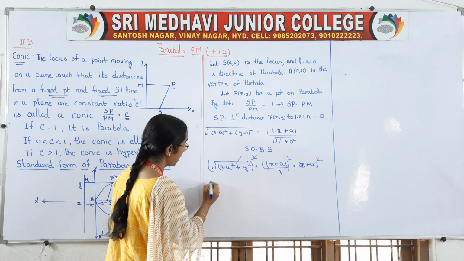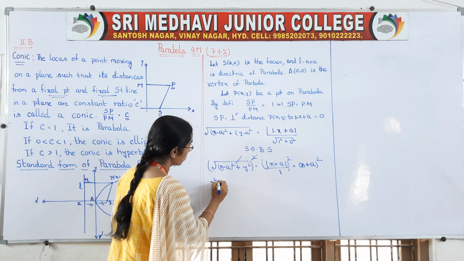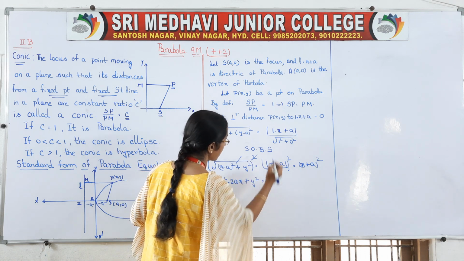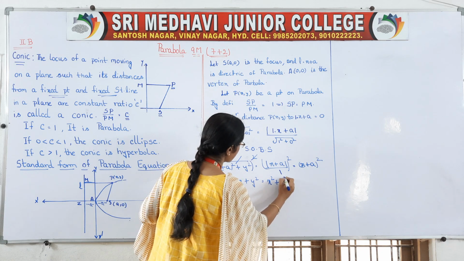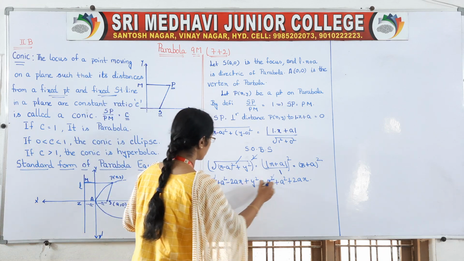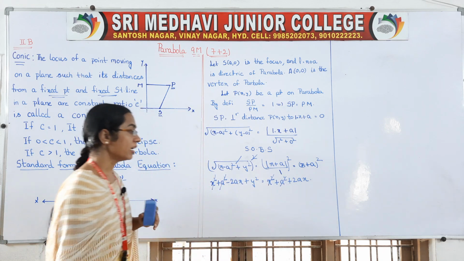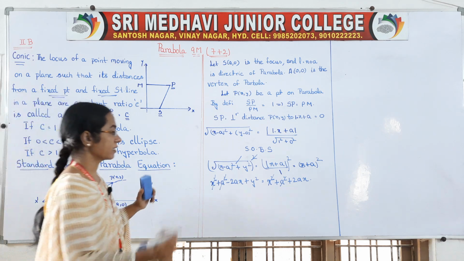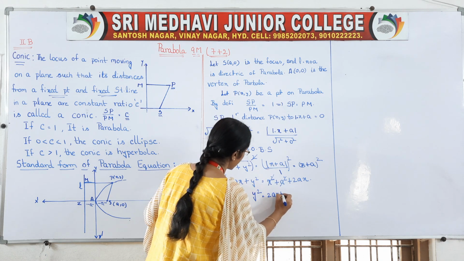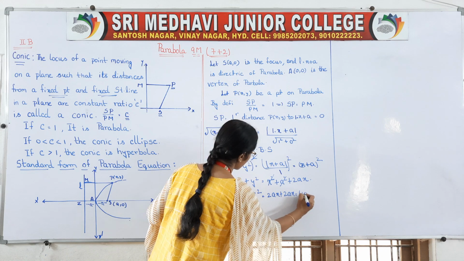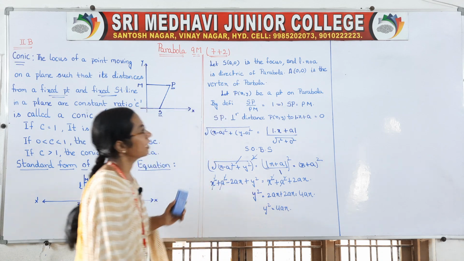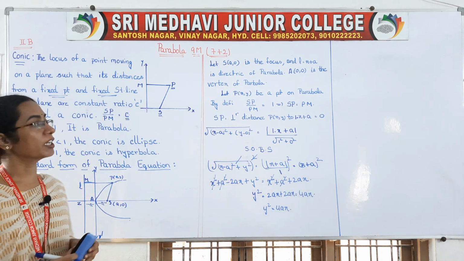So what happens, expand it using the (a minus b) whole square form: x square plus a square minus 2ax plus y square is equal to x square plus a square plus 2ax. So x square cancels, a square cancels, send minus 2ax to that side, then you will get y square equal to 2ax plus 2ax, which is 4ax. So y square is equal to 4ax, the standard parabola equation.